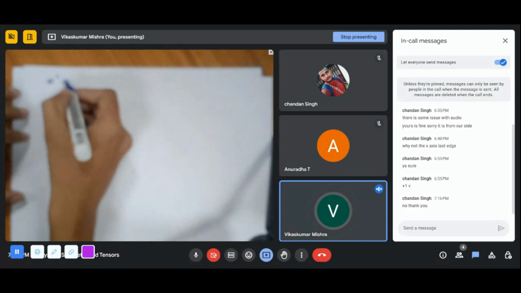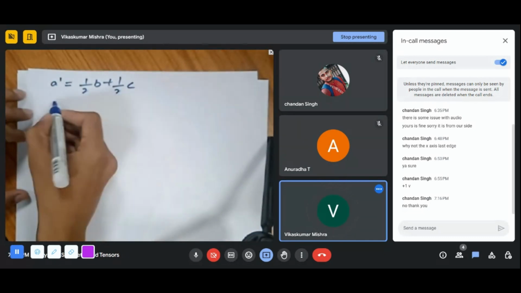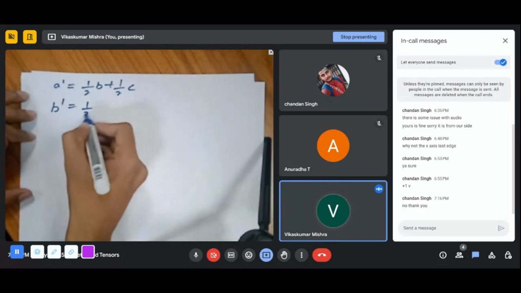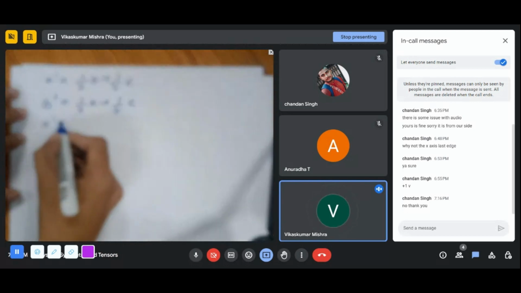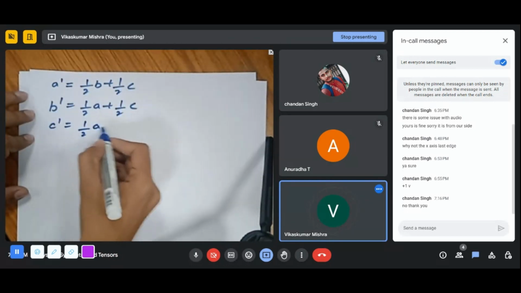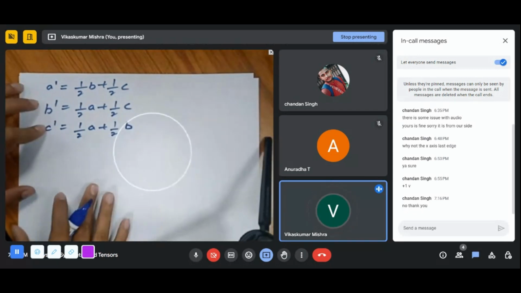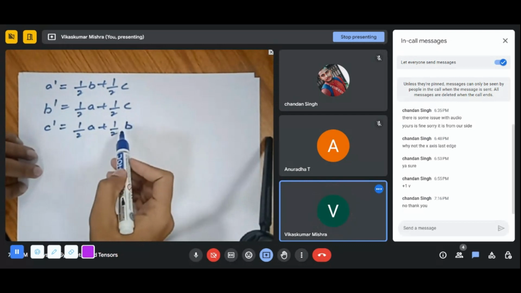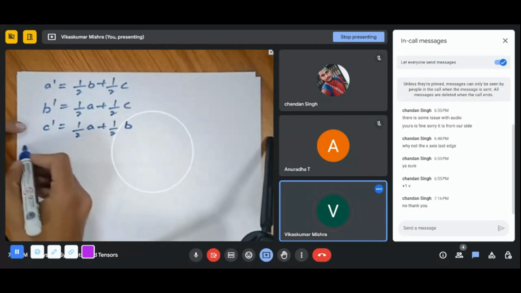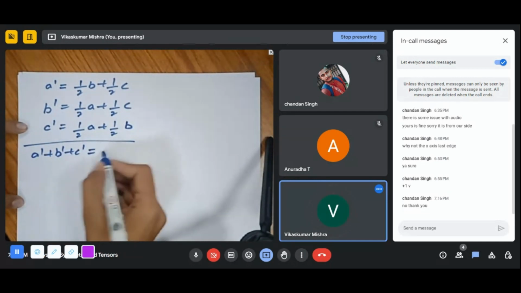A prime is equal to 1 by 2 times B plus 1 by 2 times C. B prime is equal to 1 by 2 times A plus 1 by 2 times C. And C prime is equal to 1 by 2 times A plus 1 by 2 times B. We need to find A, B and C in terms of A prime, B prime and C prime. Okay, so let's add all of them. I will get A prime plus B prime plus C prime equal to A plus B plus C.